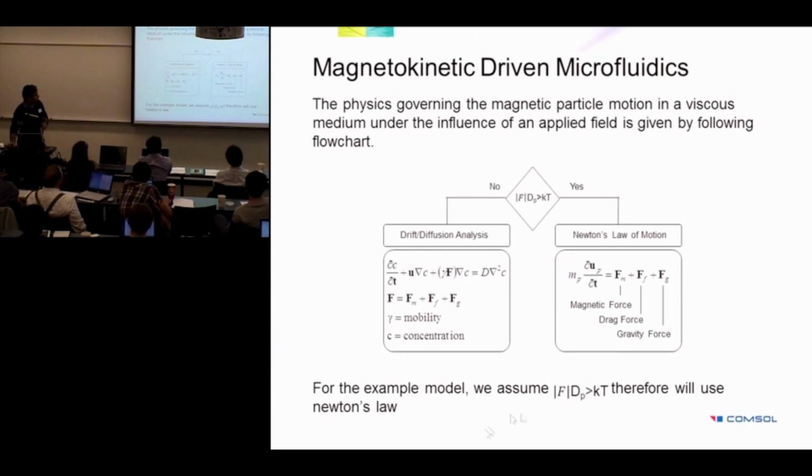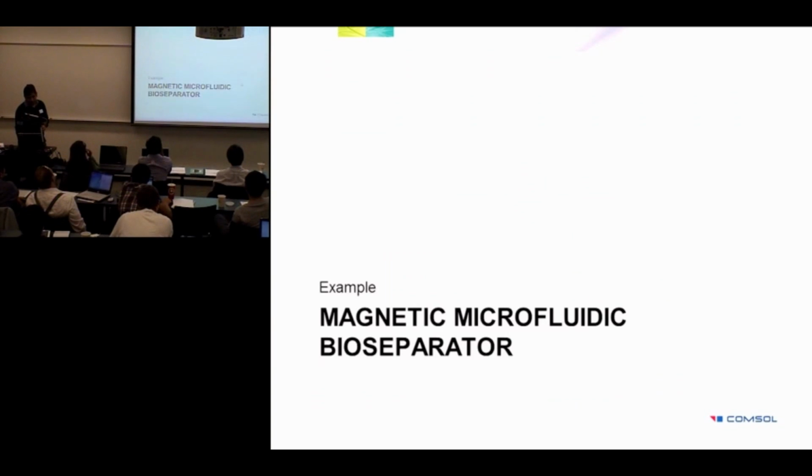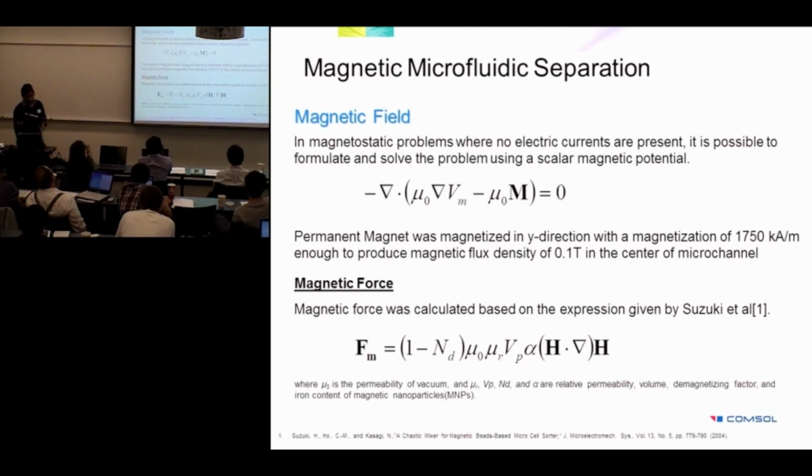In one of the examples, we assume Newton's law of motion. We assume that the force on the particle multiplied by the diameter of the particle is greater than kT, and therefore we use this with particle tracing and magnetic fields. So this is a simple magnetic microfluidic bioseparation. You could combine that, so we could have a magnetic field.